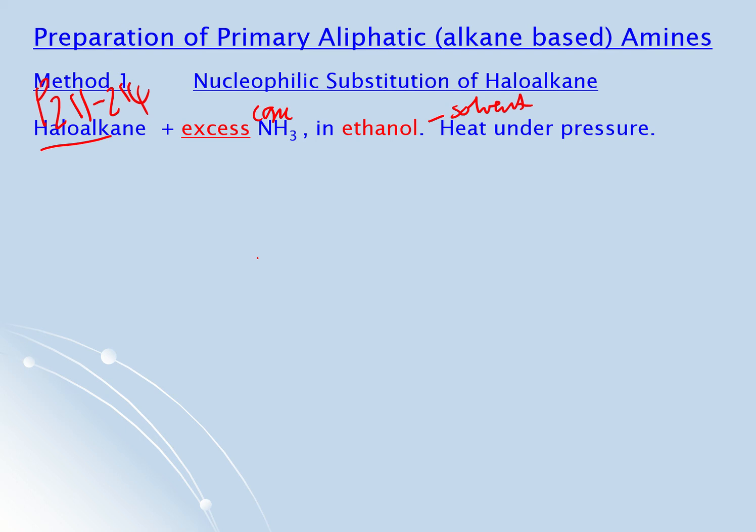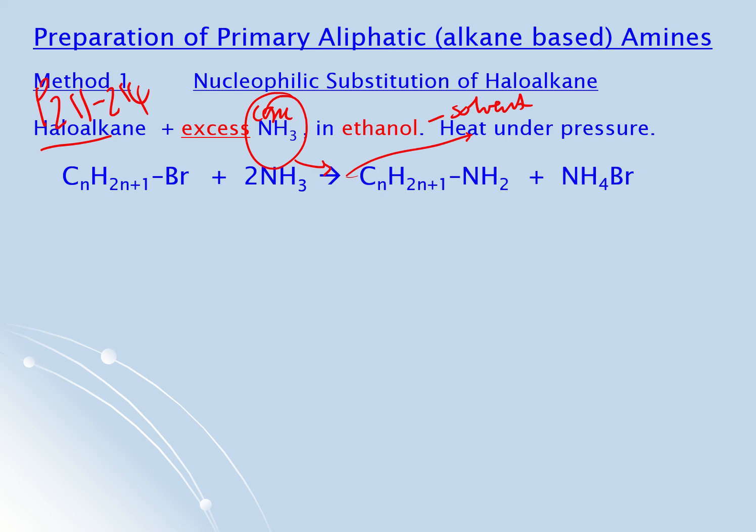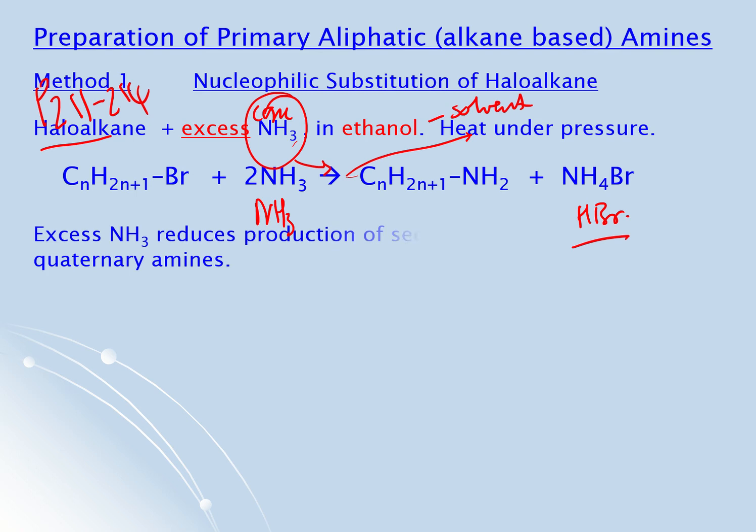We don't heat it under reflux because ammonia is a very volatile substance, will turn into a gas and be lost under reflux. So this is the one that we heat in a sealed container under pressure. Okay, and there's your general reaction for it there. Now you can also write exactly the same thing with one ammonia to give you, in this case, hydrogen bromide, not the ammonium bromide. So either of those would be fine.